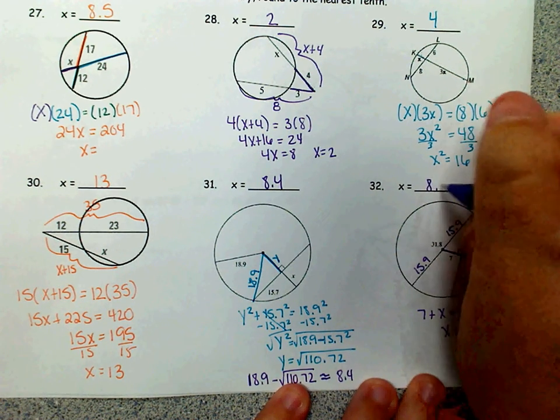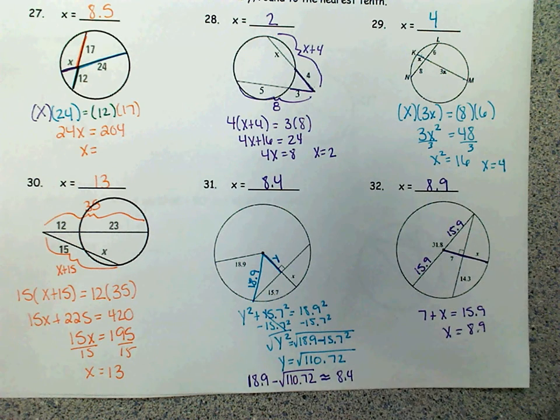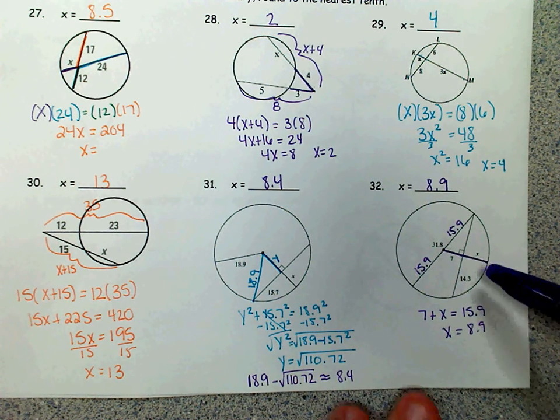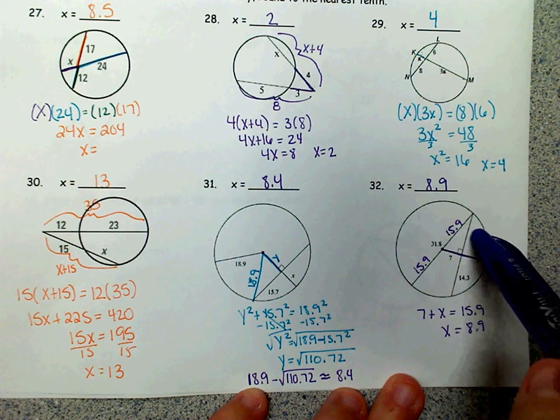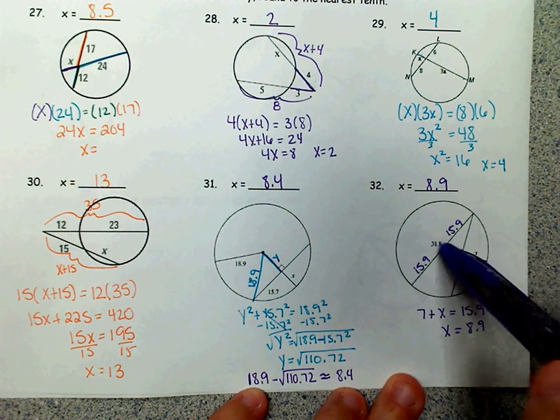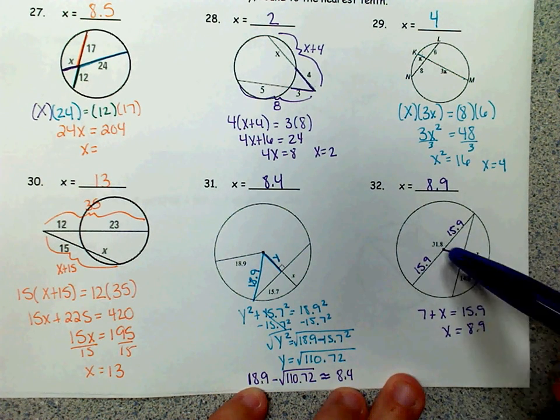That one looks a little bit harder. Some people would try to do the Pythagorean Theorem, but you don't have to. I mean, that's 14.3, that's 14.3. All you have to do is find the radius. Once you figure out what the radius is, just subtract the 7.